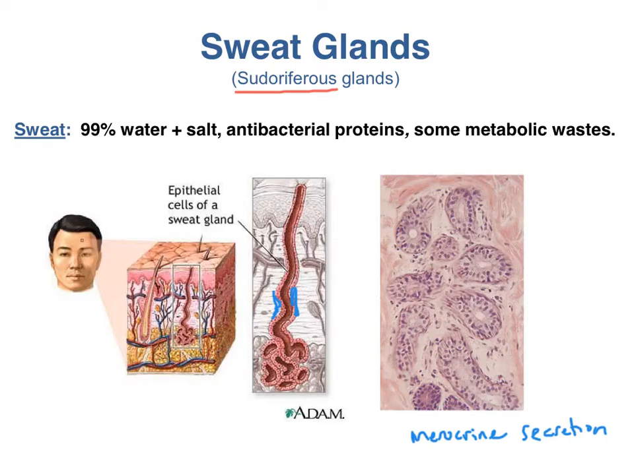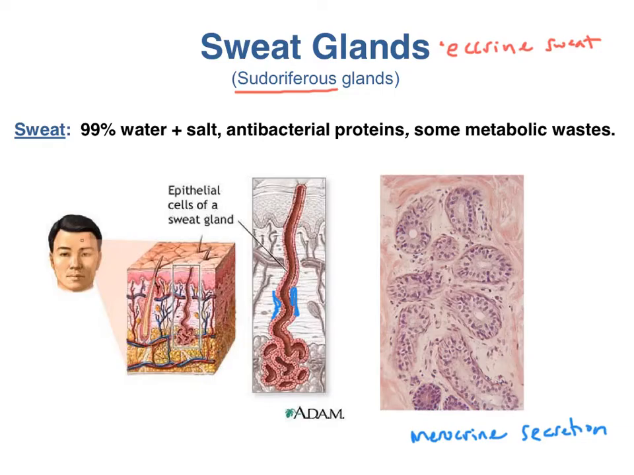There are actually two types of sweat glands found on your body. The sweat glands that you're most familiar with are the eccrine sweat glands. And these are the ones that are found over most of your body, basically all parts of your body that have hair. And these are the ones that are important for thermoregulation.